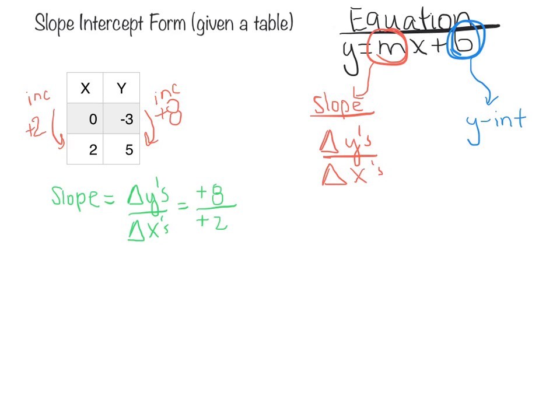And then I just simply divide. 8 divided by 2 gives me +4. So I know my slope here would be 4 in my equation. So we found the slope.